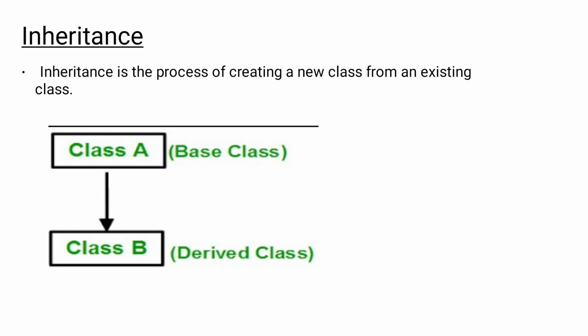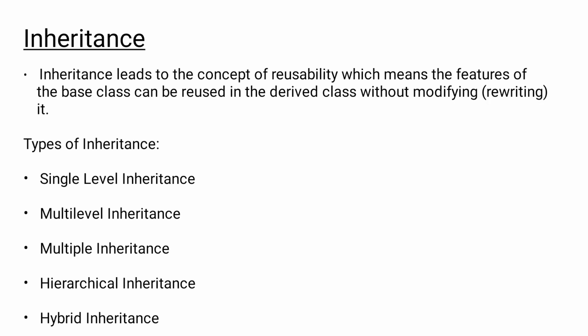For example, a child inherits some properties from their parents, such as the ability to speak, walk and eat. These properties are inherited from the class which derives the characteristics from the animal class. Inheritance has five types. First is single-level inheritance or single inheritance, then multiple inheritance, multi-level inheritance, hierarchical inheritance and hybrid inheritance. These are all the five types of inheritance.